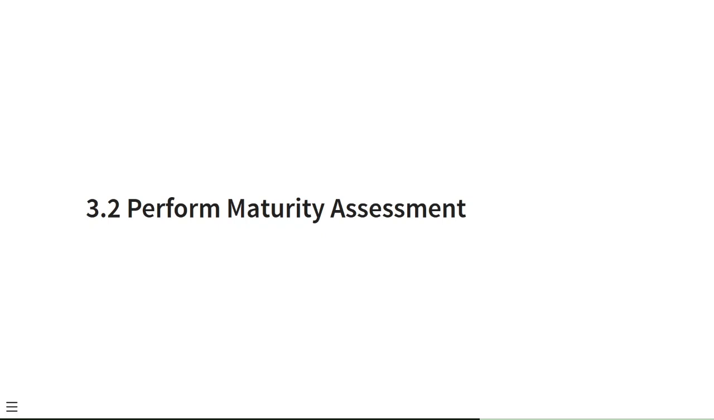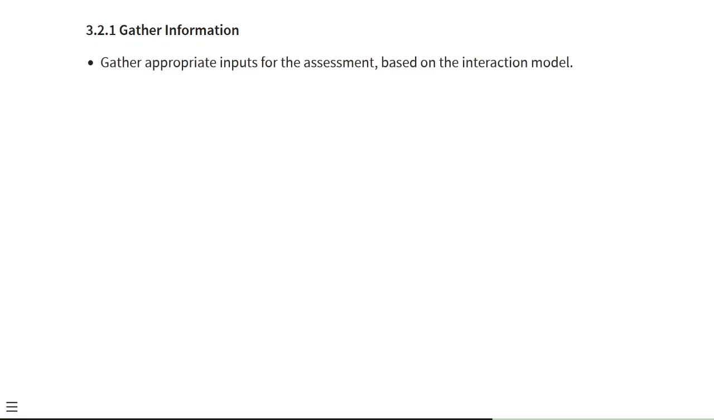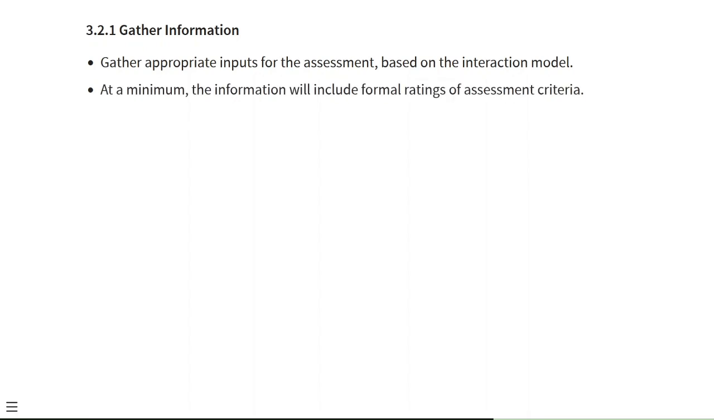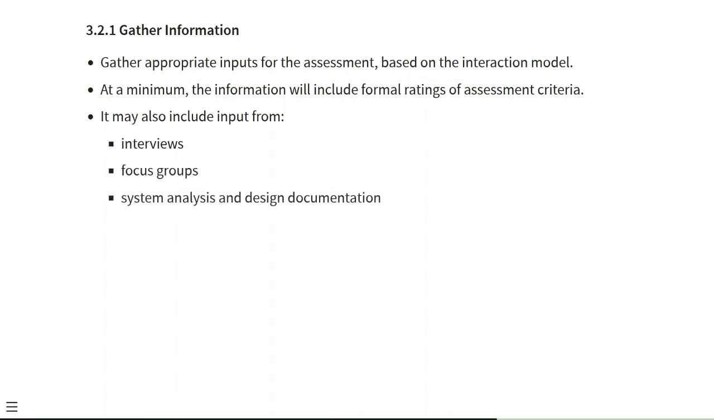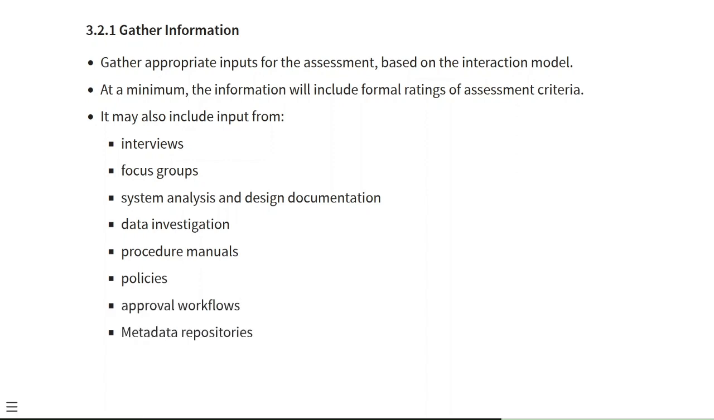When performing a maturity assessment, start by gathering information. Gather appropriate inputs for the assessment based on the interaction model. At a minimum, the information will include formal ratings of assessment criteria. It may also include input from interviews, focus groups, system analysis and design documentation, data investigation or procedure manuals, policies, approval workflows, metadata repositories, and more.